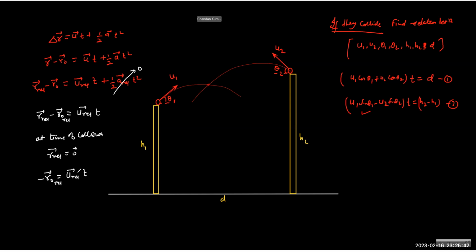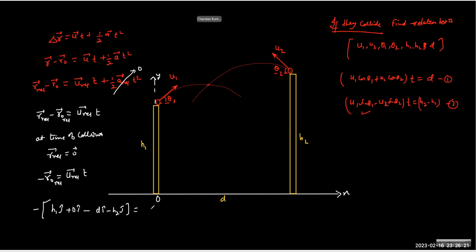How to write it? For that we need to choose some coordinate system. So I can call this x, this is origin, and I can take this as y. So what should I write here? If I want to write pure kinematics, not any other method, you may write minus r naught relative is 1 minus 2 or 2 minus 1. So what is 1 minus 2? So 1 is where? H1 j cap and 0 i cap. What is 2? D i cap and H2 j cap.